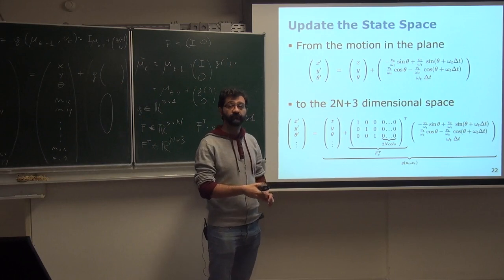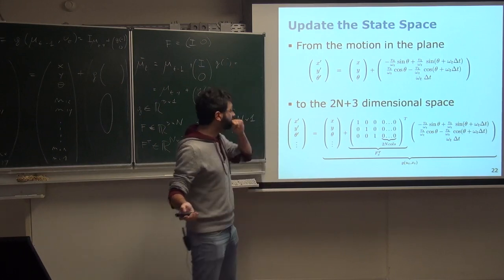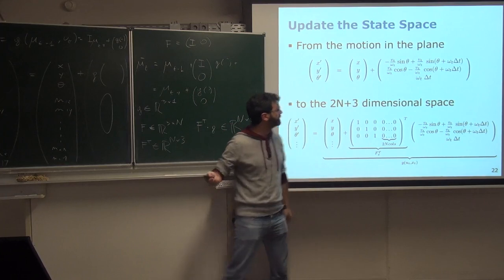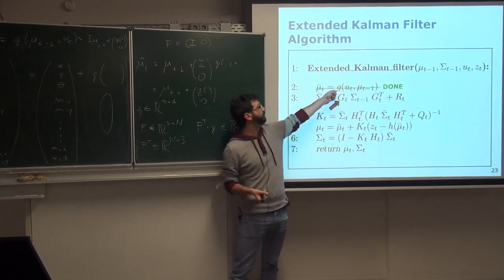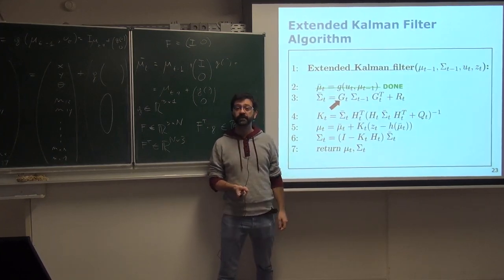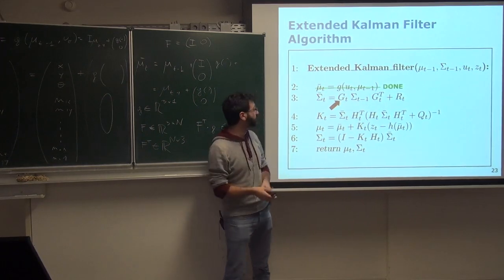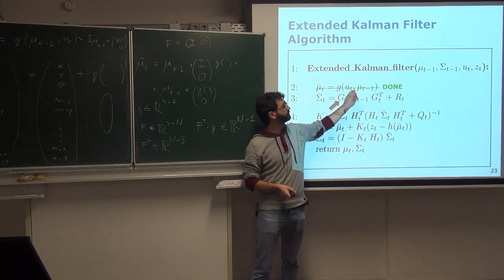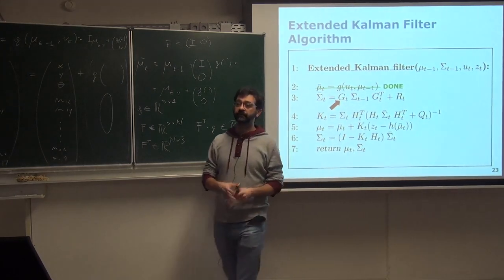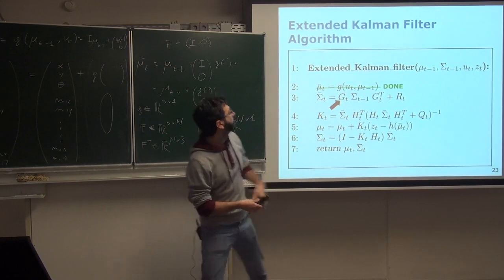Okay. So that's where we get here, and this is how we do the prediction, basically. We just apply the function to the previous mean, considering the input that we have. As simple as this. Now we need to do the prediction of the covariance.